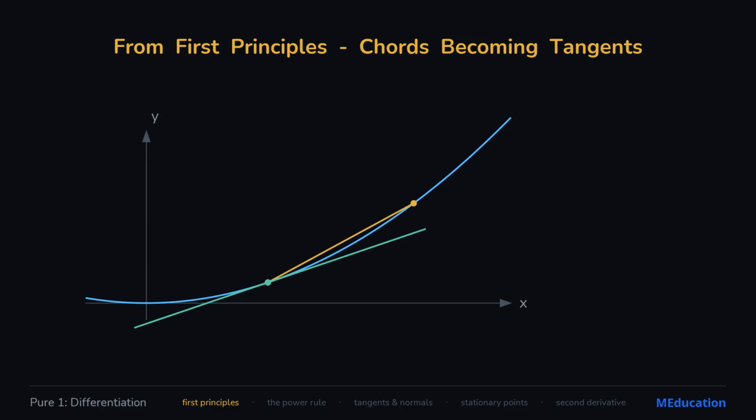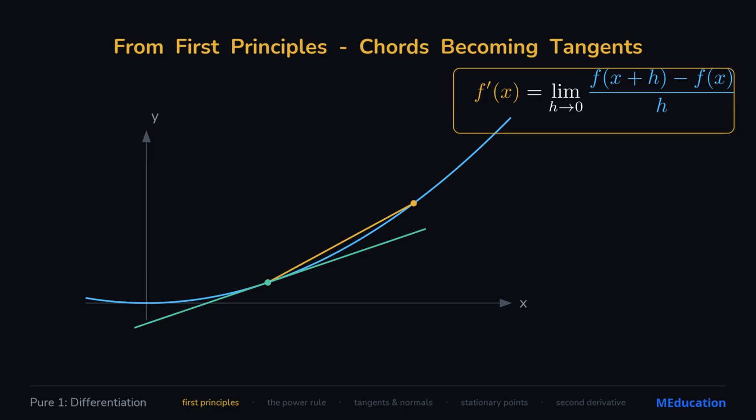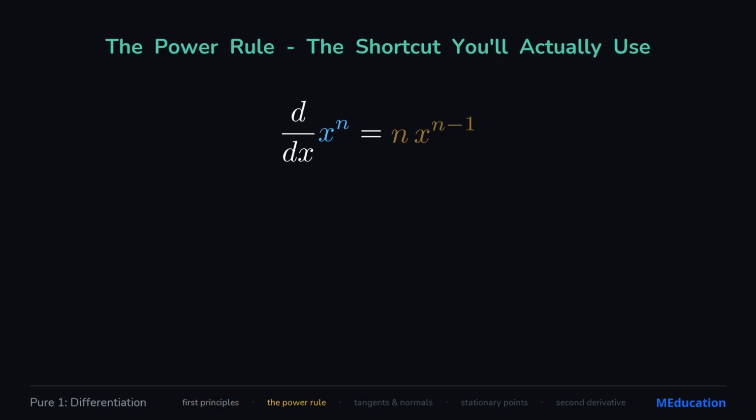Now slide that second point closer and closer, shrinking h toward 0. The chord pivots, swinging until it just kisses the curve at one point, the tangent. The gradient it settles on is the derivative. We write it as the limit, as h tends to 0, of f of x plus h minus f of x all over h.